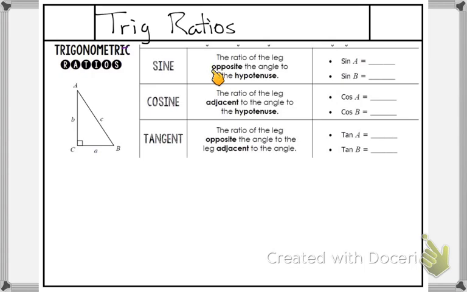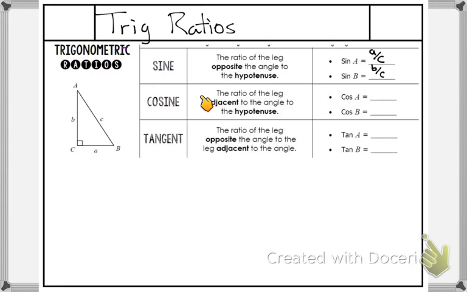Sine we know as the opposite leg over the hypotenuse. So it's a ratio, it's a fraction that exists within the triangle. If I pick angle A, the opposite leg to that is little a, the hypotenuse is C. That's A over C. Now if I look at angle B and say sine of B, the opposite to that is little b, and the hypotenuse is C. So that ratio, that fraction, is what we're looking for.